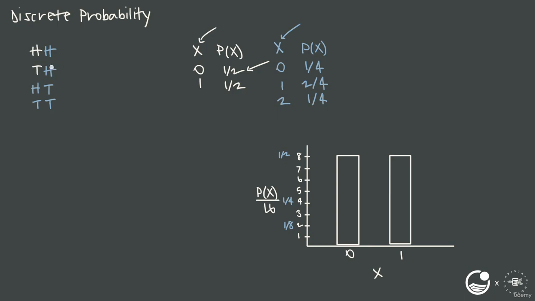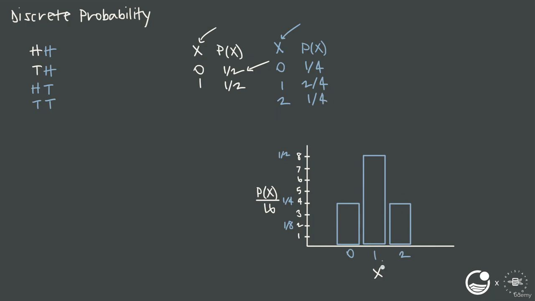That's when we flip tails then heads or heads then tails. So the probability of flipping heads 1 time is 2 matching outcomes out of 4 total equally likely outcomes. So we have here our probability distribution. And if we graph that, here's what that looks like.